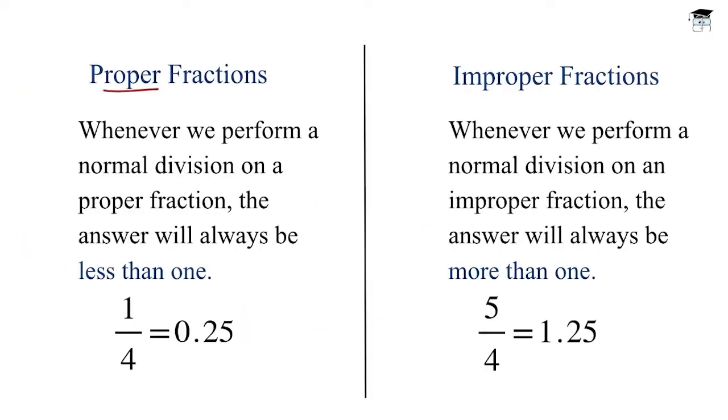Do not confuse yourself between proper fractions and improper fractions. Whenever we perform a normal division on a proper fraction, the answer will always be less than 1. 1 divided by 4 is 0.25, which is less than 1. Whenever we perform a normal division on an improper fraction, the answer will always be more than 1. 5 divided by 4 is 1.25, which is greater than 1.